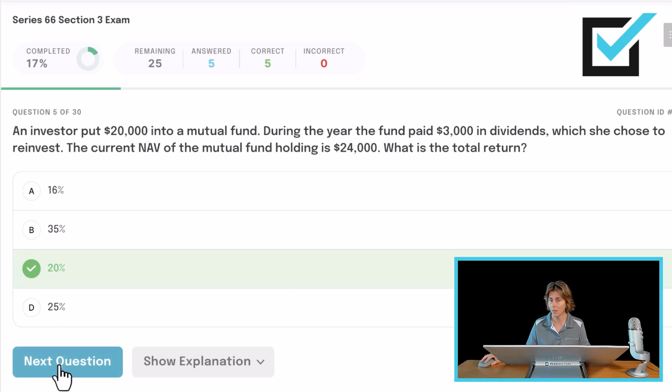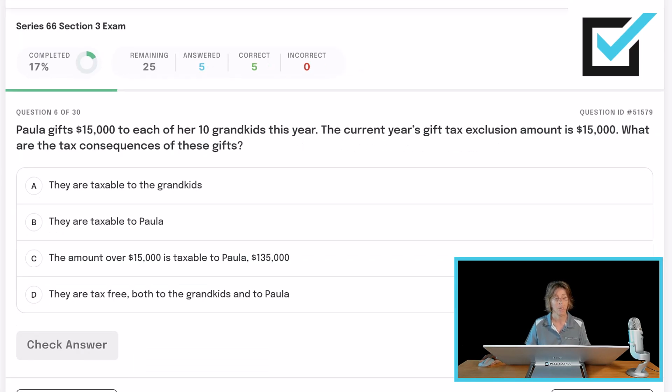Be careful, that was a tricky one. Paula gifts $15,000 to each of her 10 grandkids this year. The current year's gift tax exclusion amount is $15,000. What are the tax consequences of these gifts?